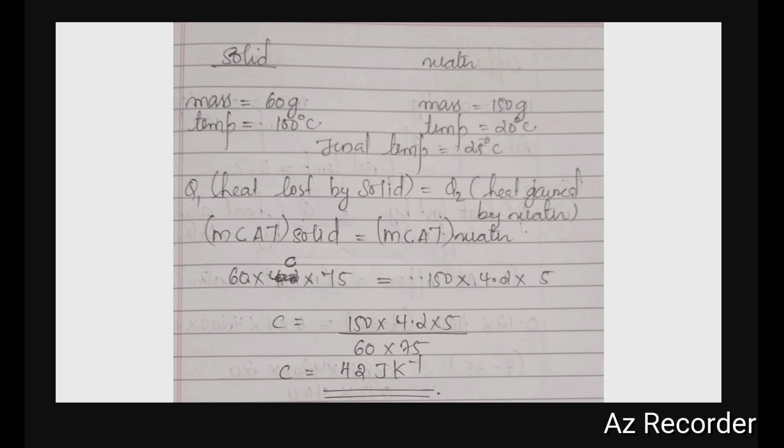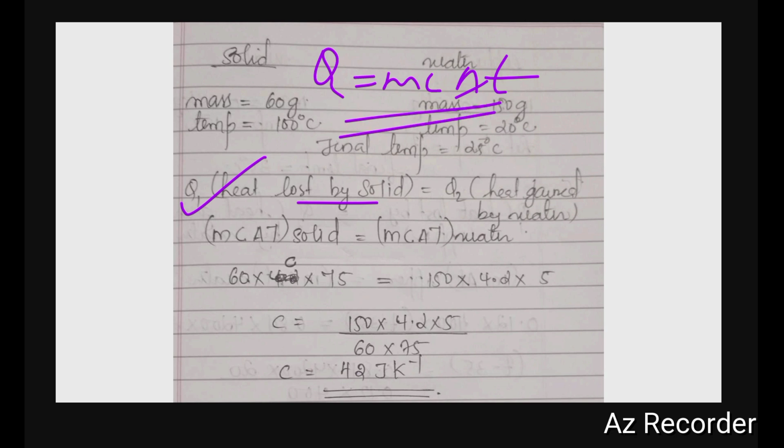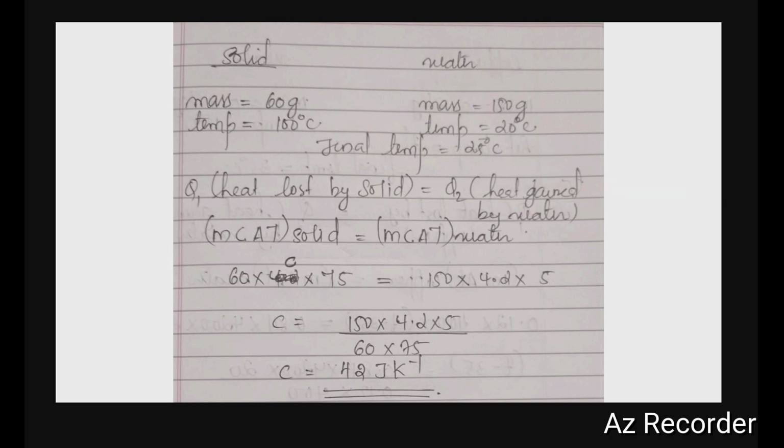According to the principle of calorimetry, let's say Q1 be the amount of heat energy lost by the solid and Q2 be the amount of heat energy gained by water. Both are equal. Moreover, there is a temperature change, so we can use the fundamental equation Q is equal to mc delta T. Remember, whenever there is a change in temperature, we can use the formula Q is equal to mc delta T. However, if there isn't a change in temperature, we can use the formula Q is equal to L into M, as in the case of latent heat. So here we can use the formula Q is equal to mc delta T.